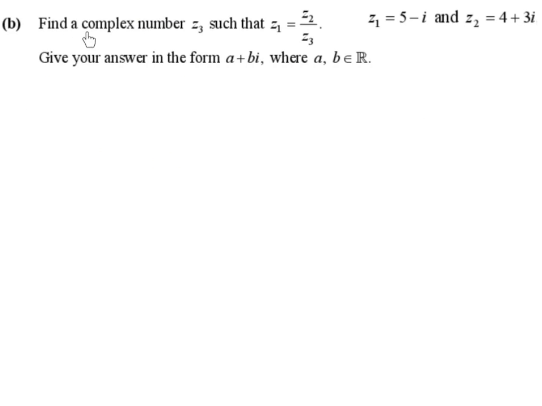B. Find a complex number Z3 such that Z1 is equal to Z2 divided by Z3. Give your answer in the form A plus BI, where A and B are elements of the real number set.